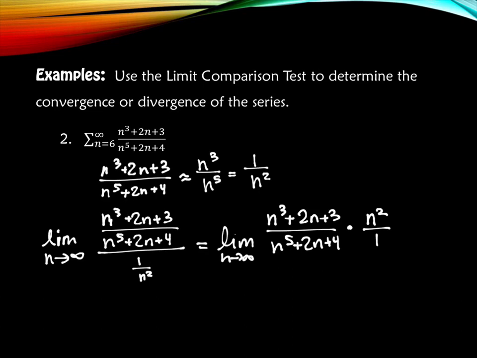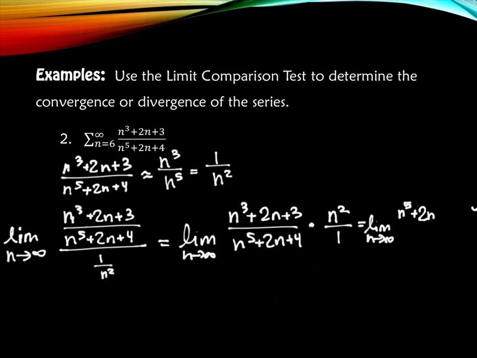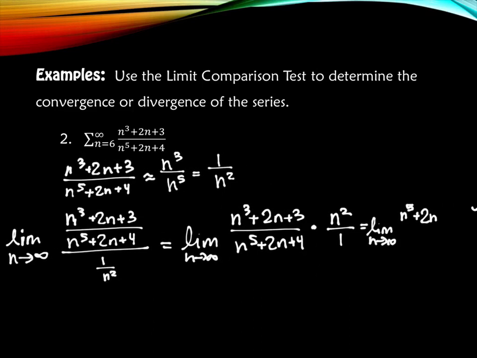So we'll increase our powers throughout the numerator by the number 2. So I have n cubed becoming n to the fifth, the 2n becoming 2n to the fourth, and then the 3 becoming 3n squared. Let me shift this all over just a little bit.